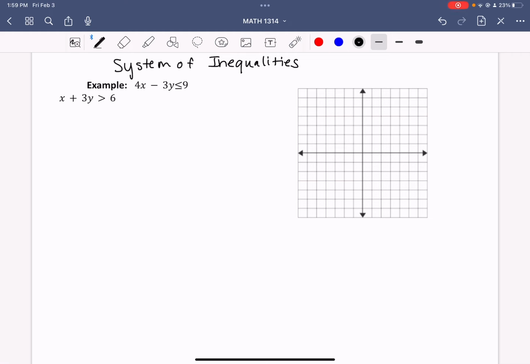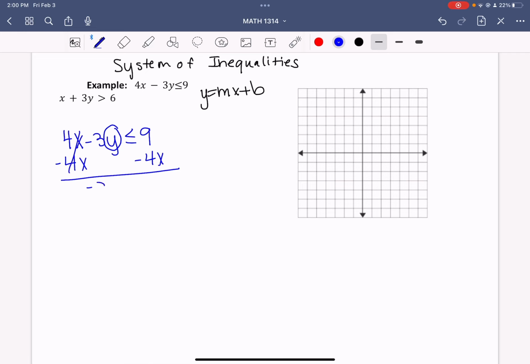example. So the first thing I want to do is I want to take 4x minus 3y less than or equal to 9, and I want to solve for y so that I can get everything in that y equals mx plus b form so I can graph that correctly. And so I'm going to subtract the 4x, and that gives me negative 3y is less than or equal to negative 4x plus 9. Then I'm trying to get this y by itself, so I'm going to divide everything by negative 3. So it gives me y.